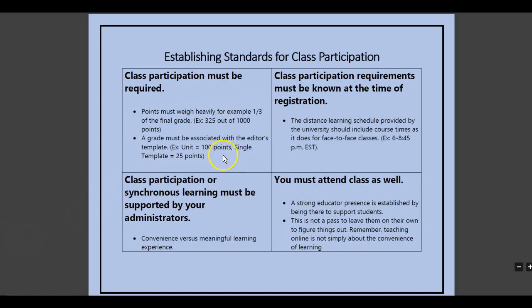But if you're not going to do units and you're just going to do single sessions that stand alone, then I would suggest that the template be at least 25 points. And it just depends on how often you're going to implement LTVD. It may need to be more than 25 points.